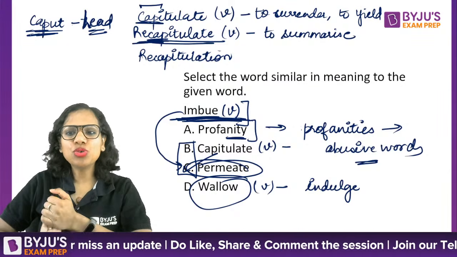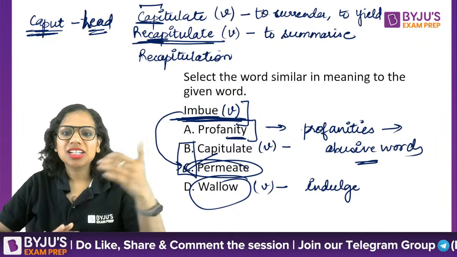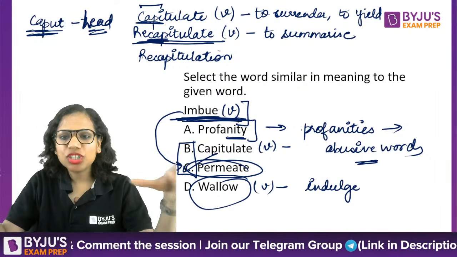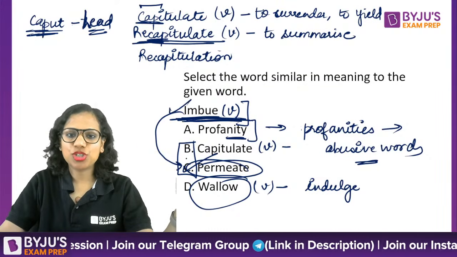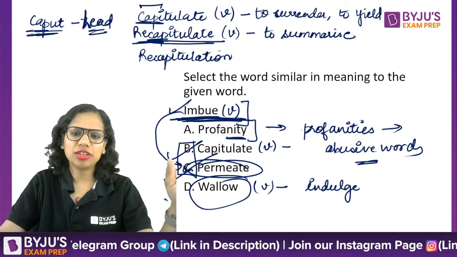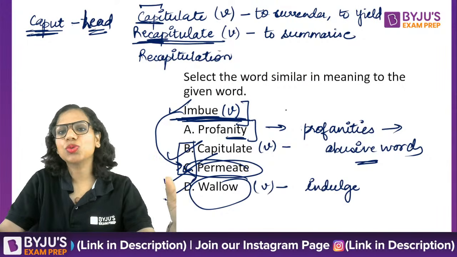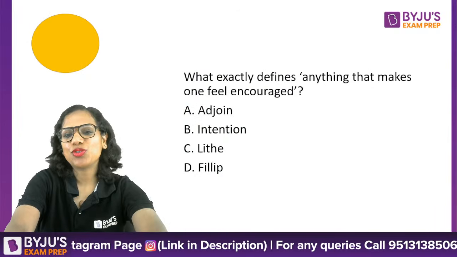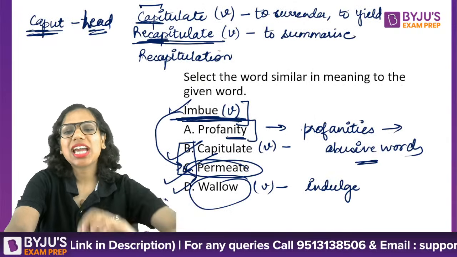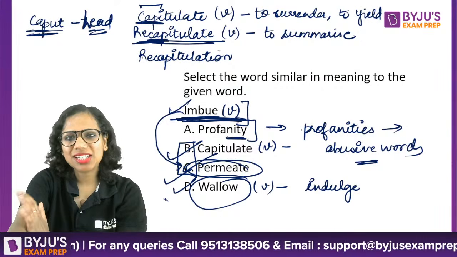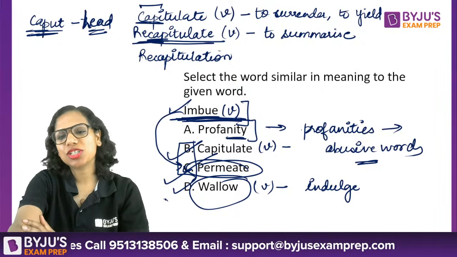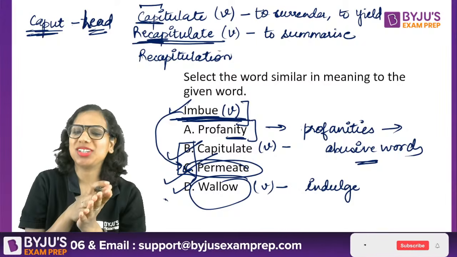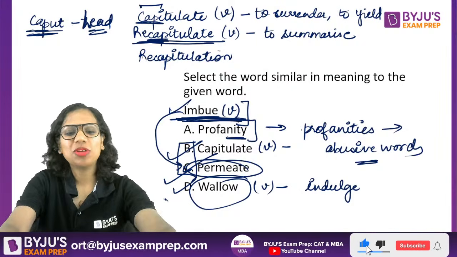So imbue, profanity, all these different words, I think are vocabulary words for you. If not permeate, I think you've learned 3 new words from this question. So we've already done 50-55. Great. Let's add some more, a couple of migratory words particularly, and a couple of one-word substitutions, and then we are done for the day. Just 5-10 more minutes.